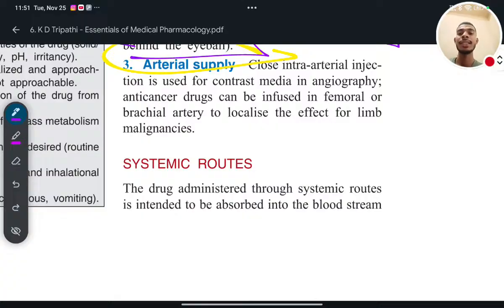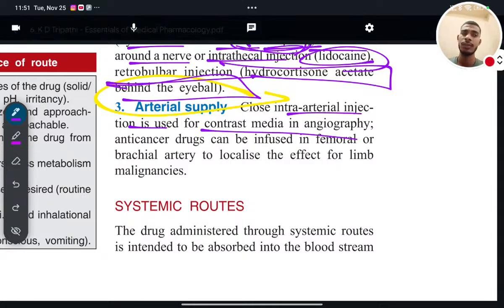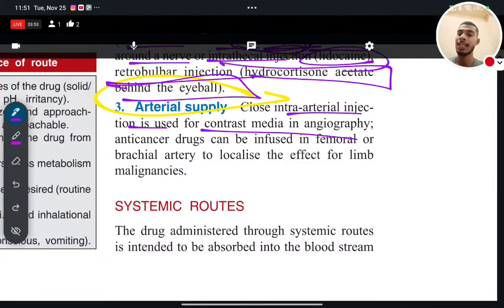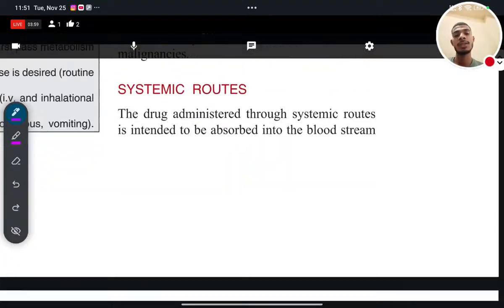Next, number 3 is arterial supply. Intra-arterial injection is used for the contrast media of angiography. Already we have seen all these things yesterday, that's why I am going a little bit fast. Okay. Next, systemic routes. It is also completed.